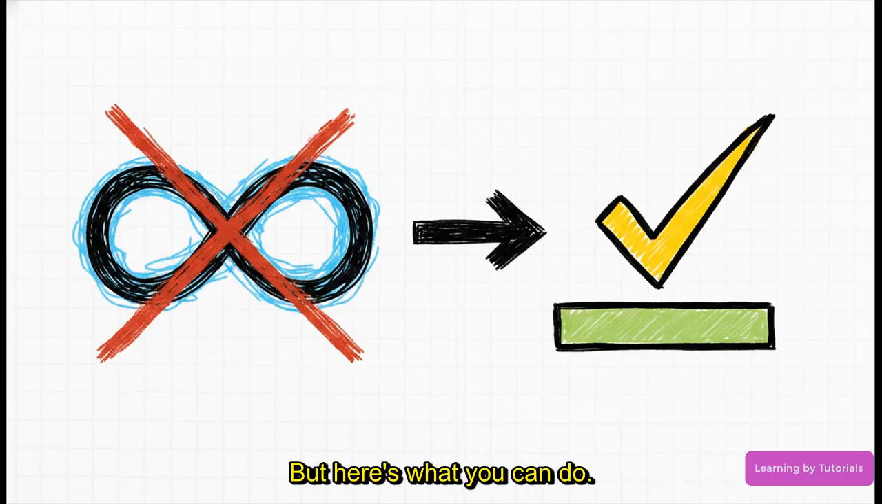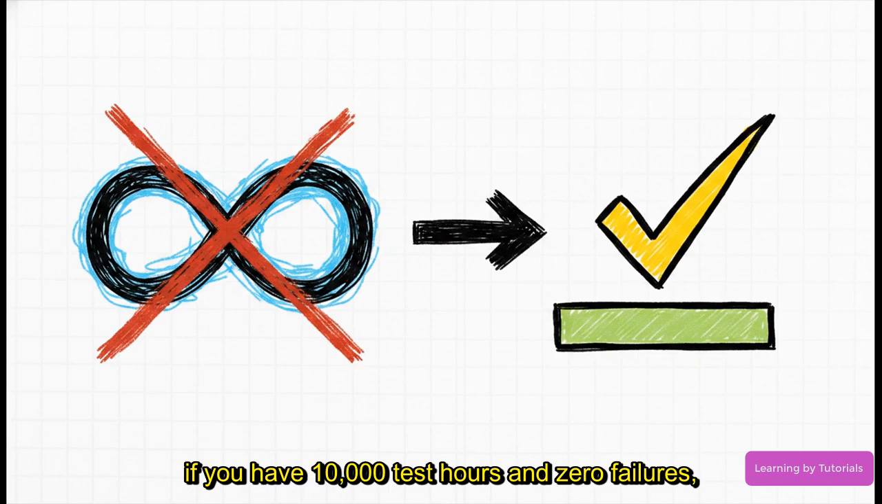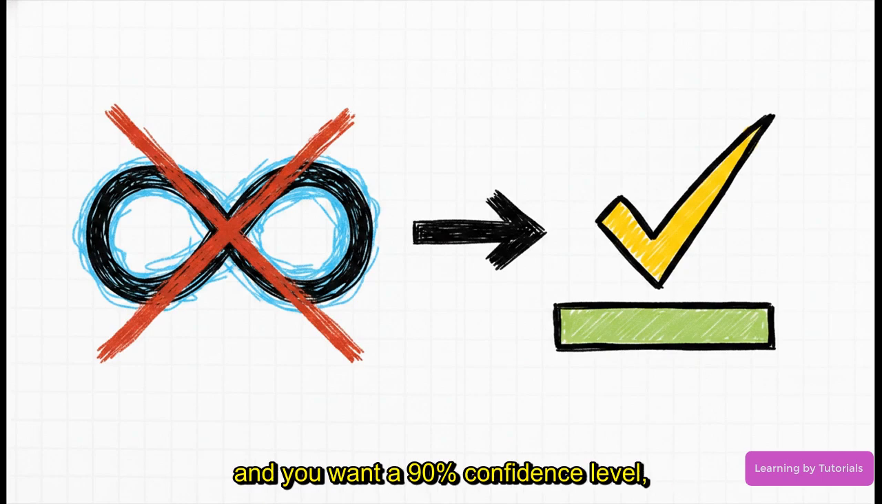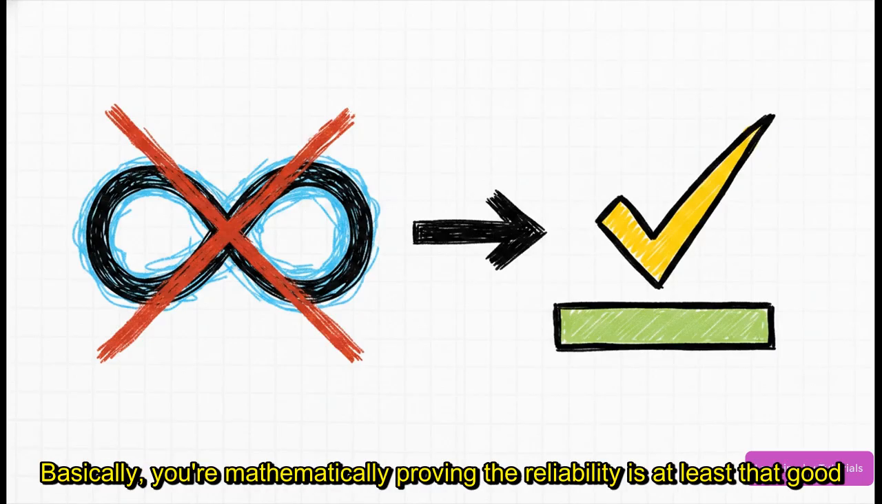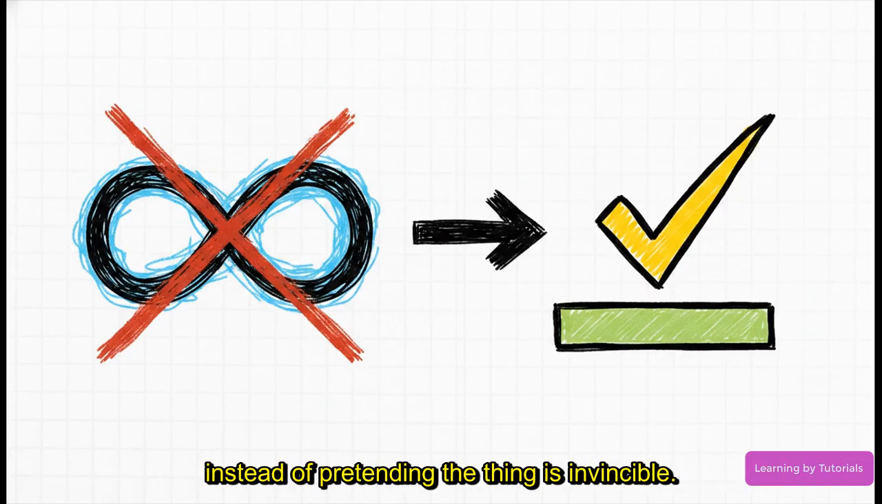But here's what you can do. Use a statistical bound. So, assuming an exponential model, if you have 10,000 test hours and 0 failures, and you want a 90% confidence level, your Python code should give you a lower bound of roughly 4,343 hours. Basically, you're mathematically proving the reliability is at least that good, instead of pretending the thing is invincible.